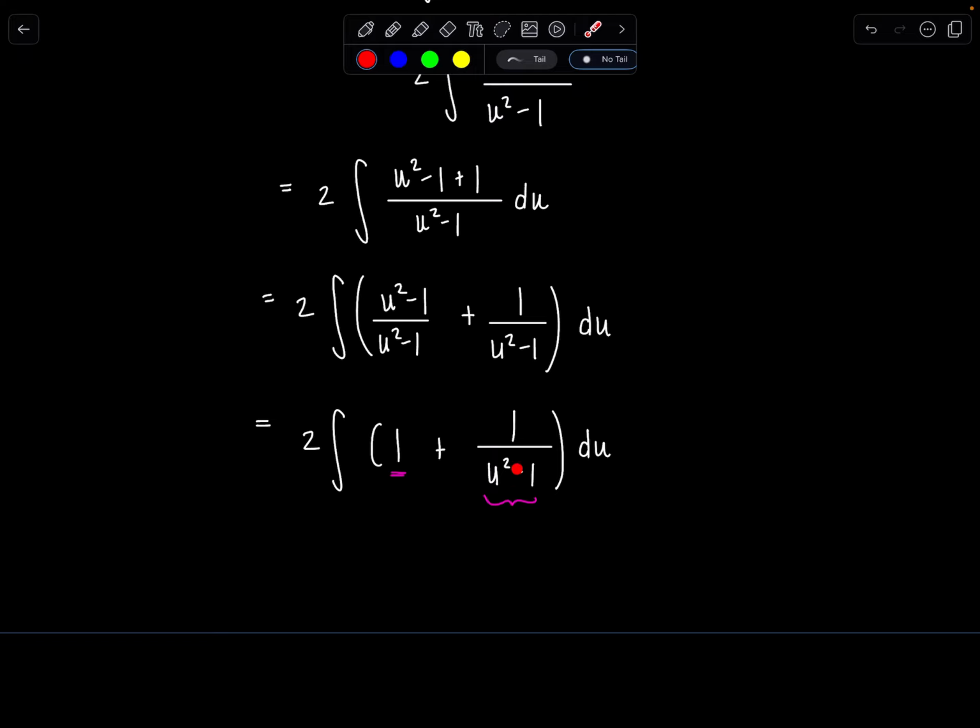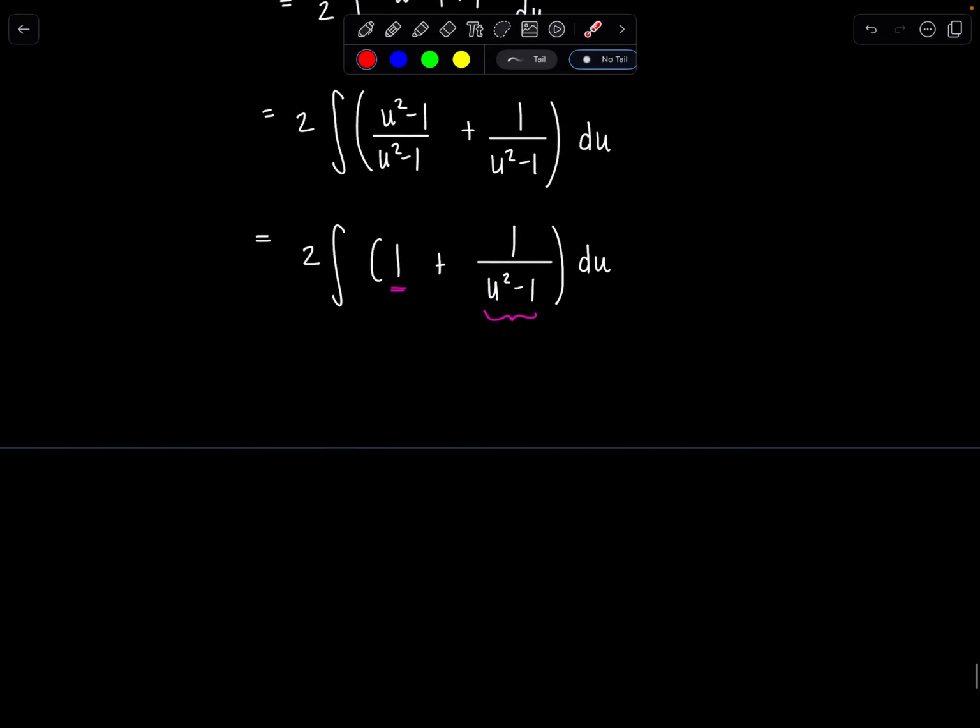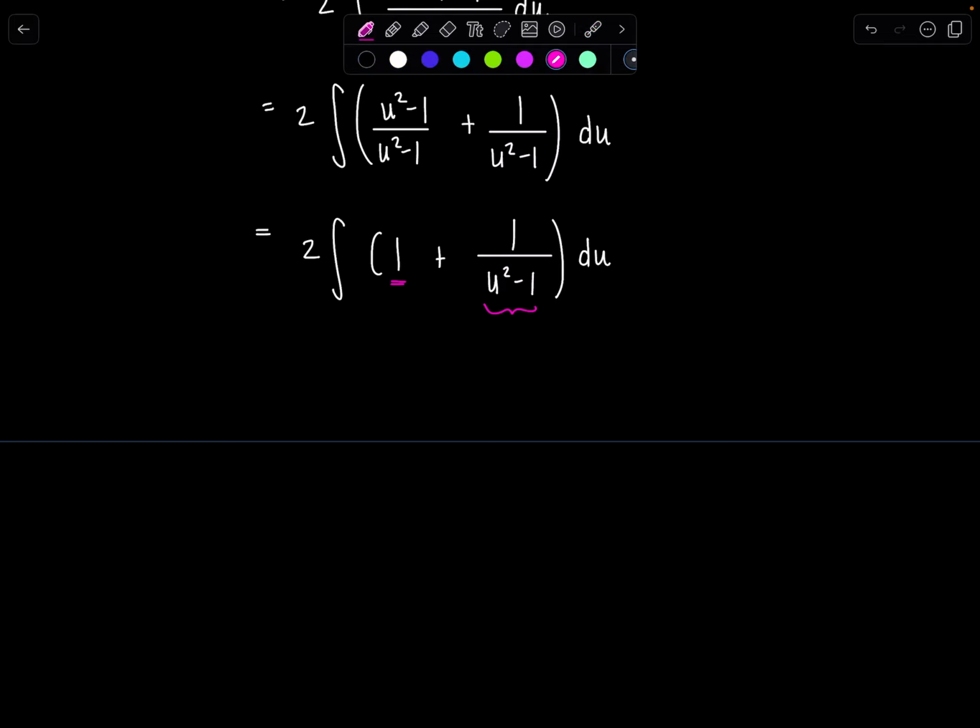Oh, too bad it's not a plus. Then it would be tan inverse. Some of you may have memorized the antiderivative of 1 over u squared minus 1, but I don't really recommend memorizing too much if you can derive it within a minute or so. So how to proceed from here, we're going to do partial fraction decomposition.